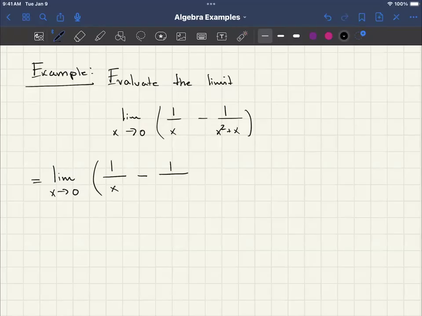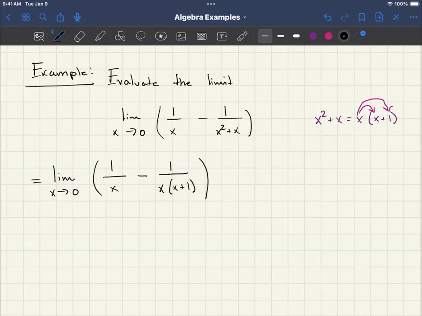And notice that when we have an x squared plus x, we can rewrite that. So x squared plus x, we can yank a copy of x out of it, and we get x times x plus 1. So you'll notice if you distribute this x back in here, we get our x squared plus x. And I'm going to rewrite our second fraction in that new notation.